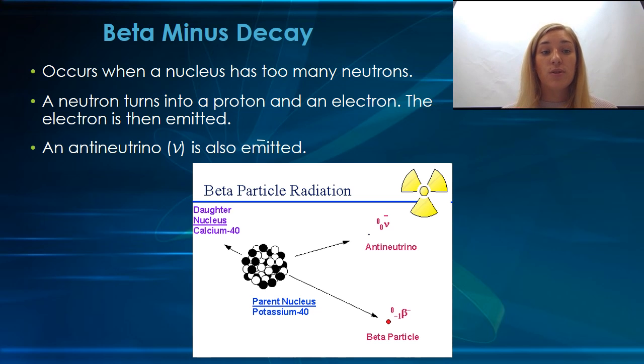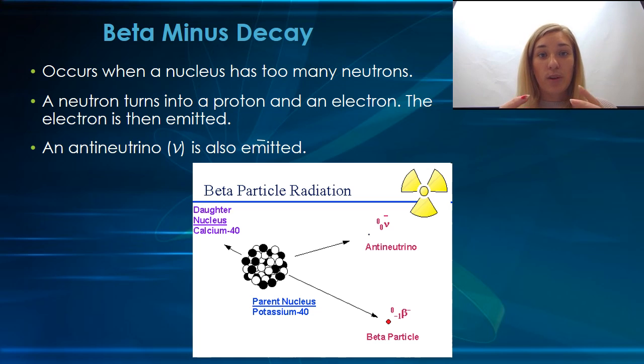So if it has too many neutrons and it's not stable, it wants to be in a nice stable state, one of those neutrons actually turns into a proton and an electron. So if it's got too many neutrons, it wants to have a proton, and that will actually increase the nuclear force within the nucleus and make it nice and stable. So for that to happen, a neutron has no charge, so to be able to keep a balance of charge, it has to turn into not only a proton, but also an electron.